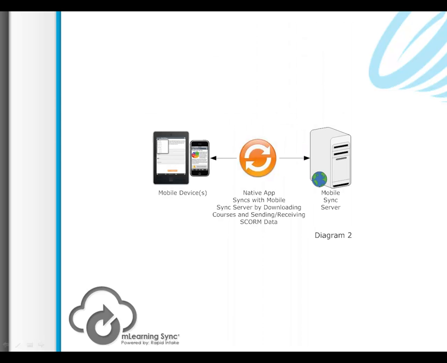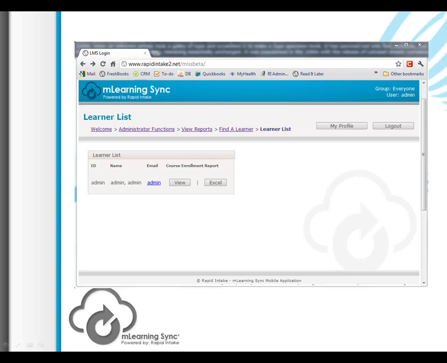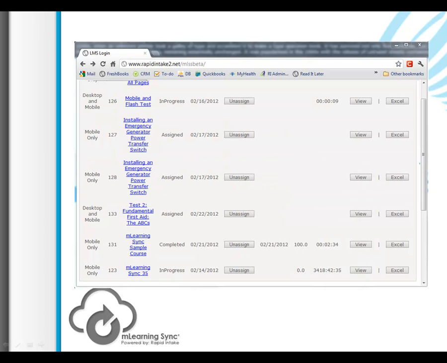There are a few settings as well in the settings area. Now let's take a look at the back-end synchronization server side of things. This is where management assigns courses, runs reports, and so on. This is just a screenshot of the login screen where you can log in and do things like run reports. In this case, we could get a course enrollment report, for example, for a specific learner, and see whether they've completed it or not. You can see down near the bottom there's a completed course there.